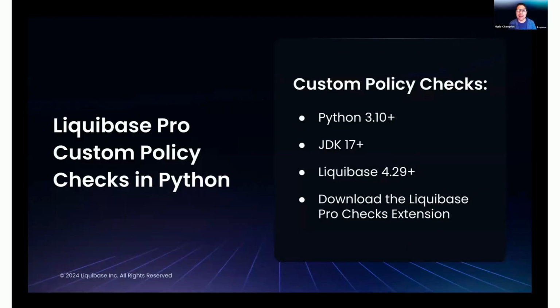So the new Python-based custom policy checks enable you to meet your specific and nuanced guidelines and policies. If the official out-of-the-box checks do not fit all your circumstances, and to be honest, we can't ship checks for everybody's specific circumstance. So imagine all the solutions that can be created by the Python devs in your organization and shared across your organization. If you can code it in Python 3.10 plus, have JDK 17 plus, and Liquibase 4.29 plus, simply link your Python script in a custom policy check to solve your specific needs.